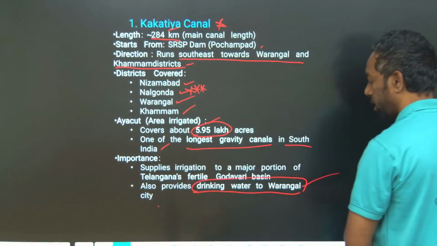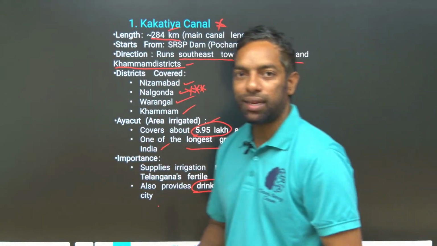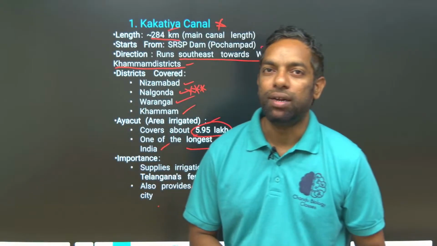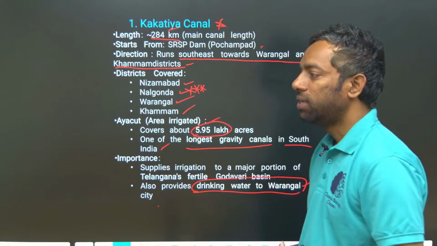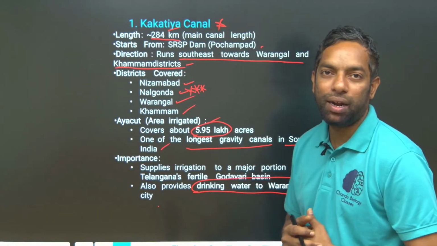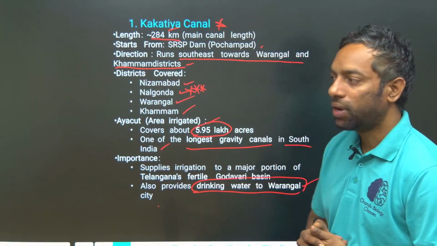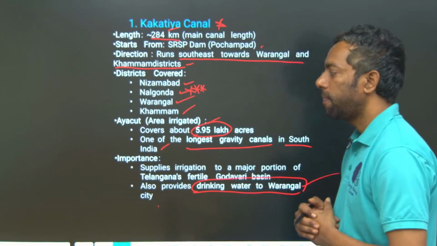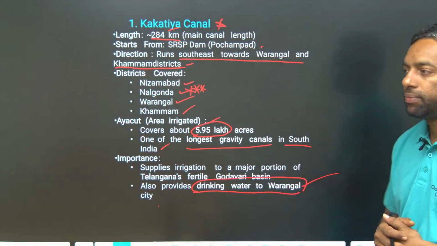This is important. Kakatiya is the term which is mostly relevant to Warangal. The Kakatiya canal gives drinking water to the Warangal people. This is important from the exam point of view. I hope you guys understand. Take a screenshot of it.